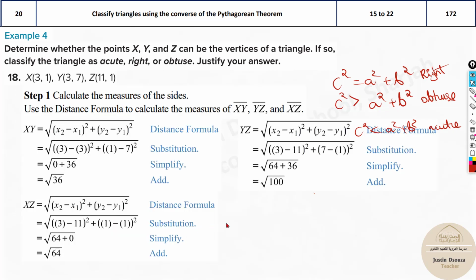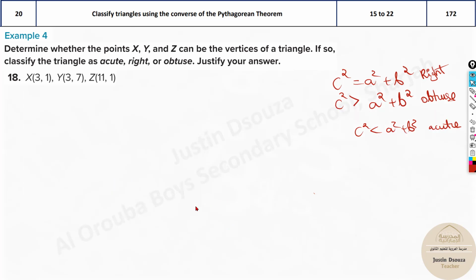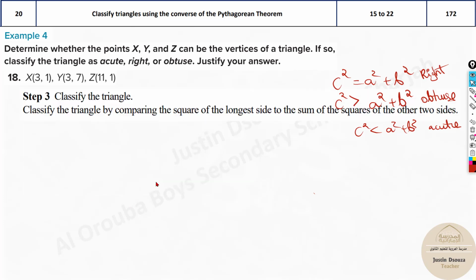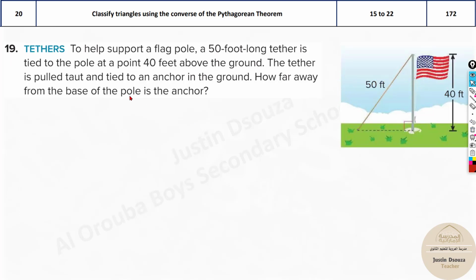And the same concept over here as well. Please do try to solve these problems by yourselves and then check for the answer. Over here it's possible to form a triangle, and only then you can do the last step, and it's a right angle triangle here. And now we have another type of problem, tethers. To help support a flagpole, a 50-foot long tether is tied to the pole at a point 40 feet above the ground. See, this is the tether over here, 40 feet above.